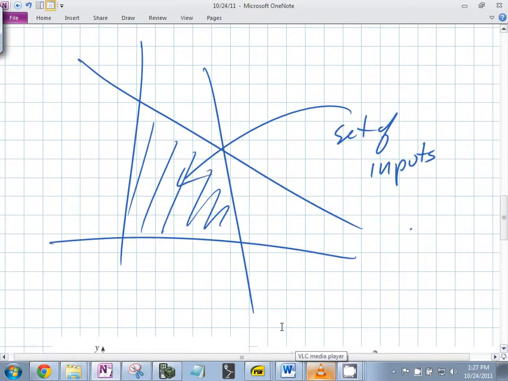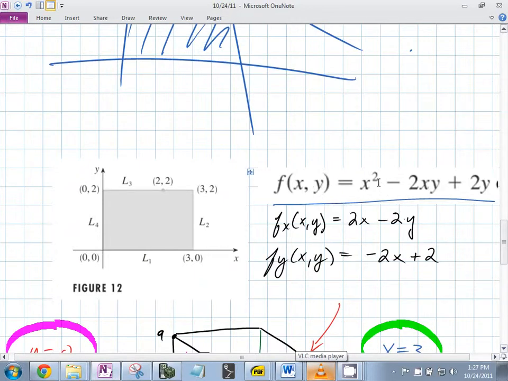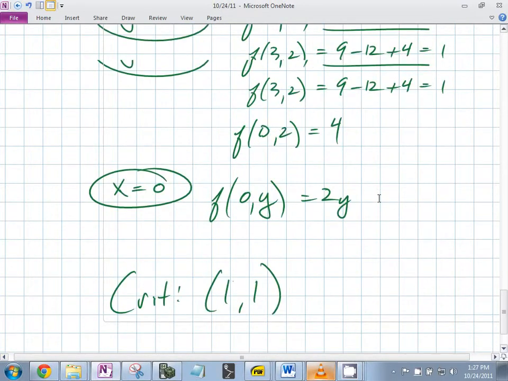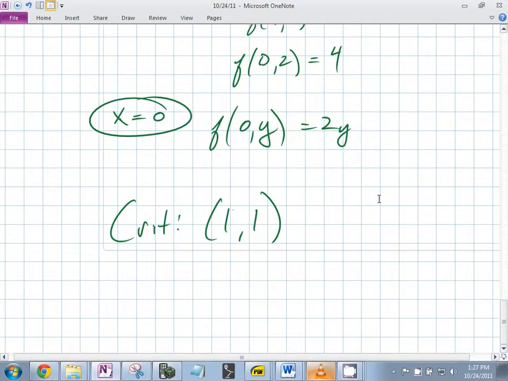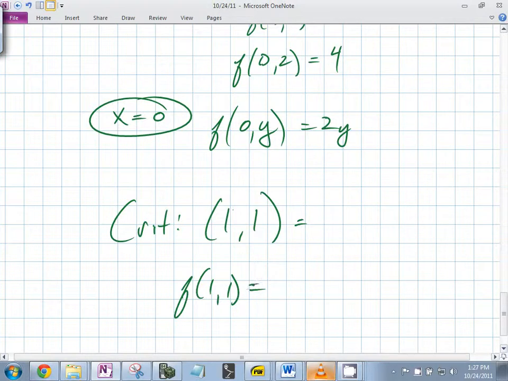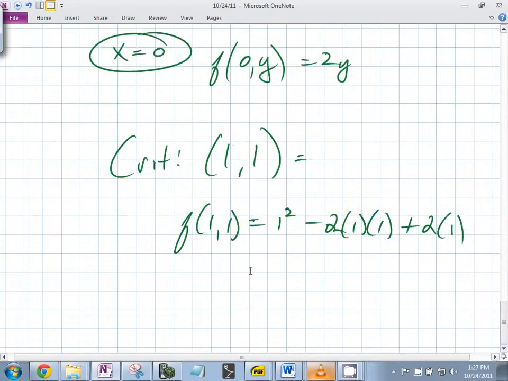Yeah, you take and you get 2x minus 2y. Yeah, it's 1, 1. So what do you have to do with that 1, 1 value? Plug it into the original equation. And our original equation, so f of 1, 1 is going to be 1 squared minus 1, plus 2 times 1, what's that going to be? 1. So is that a max?